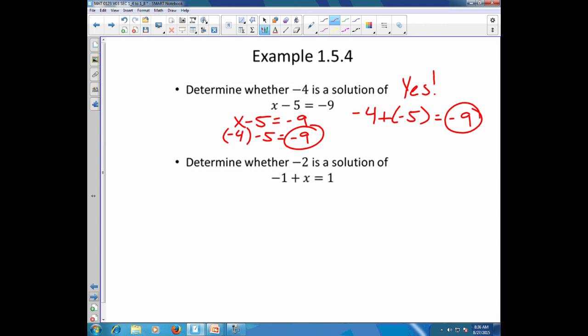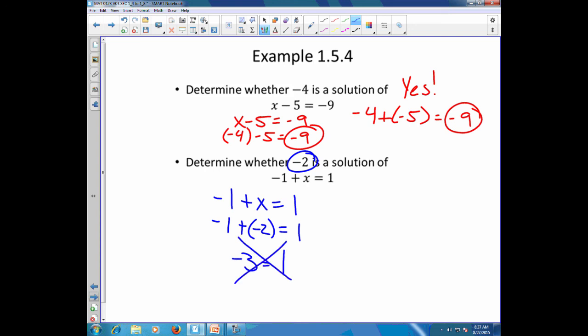We want to do the same thing for the second example. We have negative 1 plus x is equal to 1. We're just going to replace x with a parentheses and then plug in negative 2. Now, negative 1 plus negative 2, they have the same sign. So we're going to add the numbers. 1 plus 2 is 3. Keep the sign. And now negative 3 is not equal to 1. And so negative 2 is not a solution of that equation.